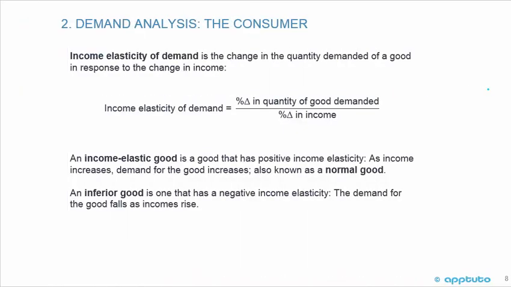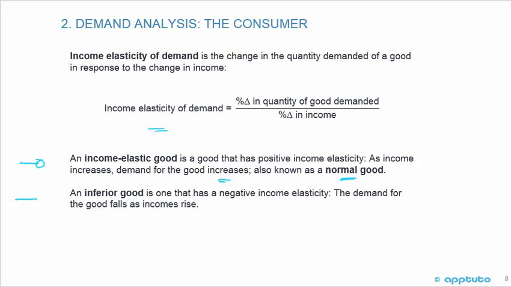Now we're going to move on to income elasticity of demand. And income elasticity of demand is the change in the quantity demanded of a good in response to a change in income. So the income elasticity of demand, you can see, is the percentage change in quantity of good demanded divided by the percentage change in income. An income elastic good is a good that has positive income elasticity. As income increases, demand for the good increases, also known as a normal good. So my income's gone up and I'm going to buy more of this good, so it's income elastic.